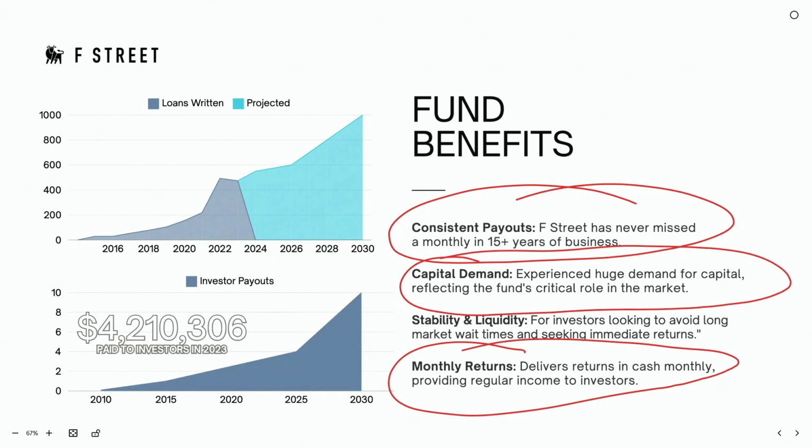If your lifestyle costs you $10,000, some people go backwards. I need $10,000 a month, $120,000 a year, I'm going to invest $1.2 million. That happens all the time. Here's what we paid. In 2023, $4.21 million to our investors. Be part of it.